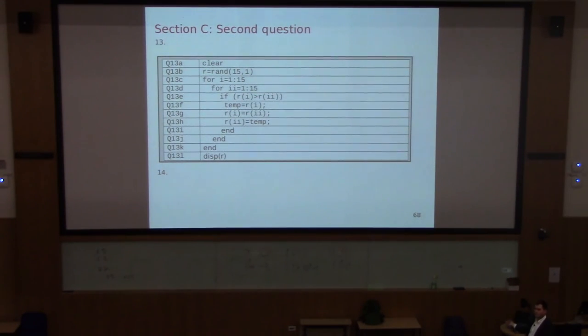Clear, right? You can clear the memory. Easy. One mark. What's 13B do? Random array of 15. What's this line do? A for loop from one to, right, so it's not difficult. You just write that down, you get the marks.